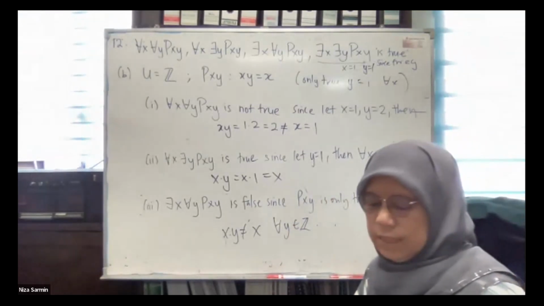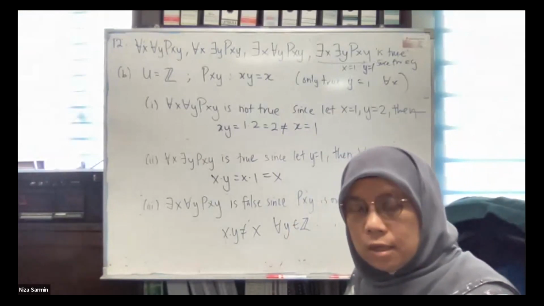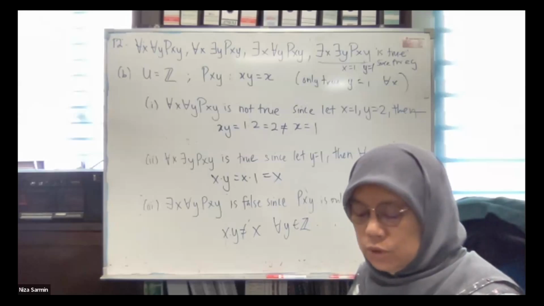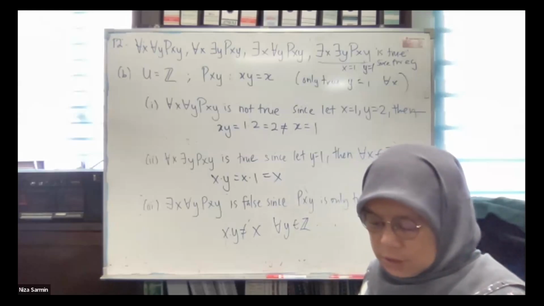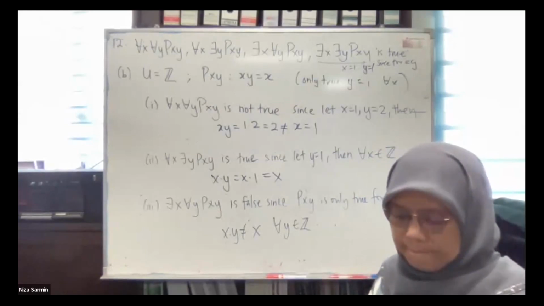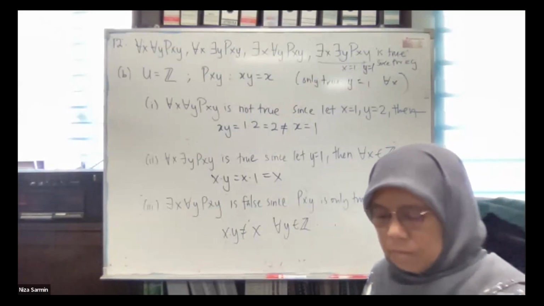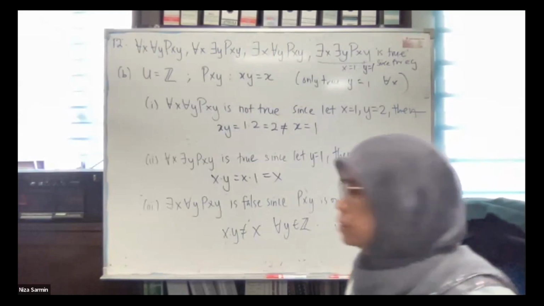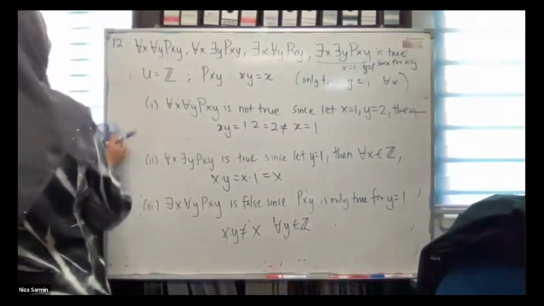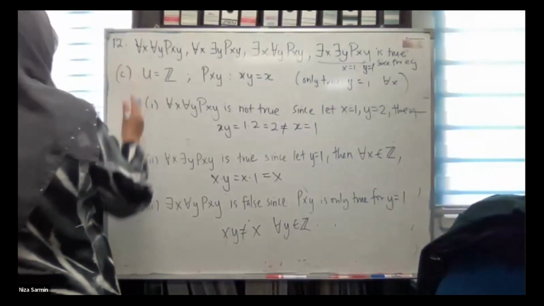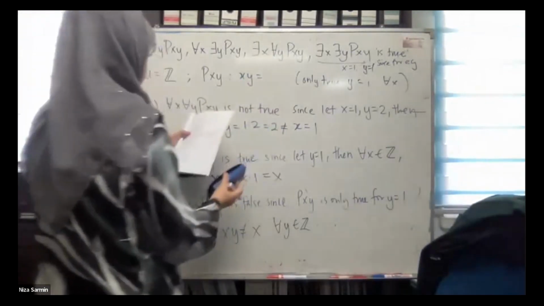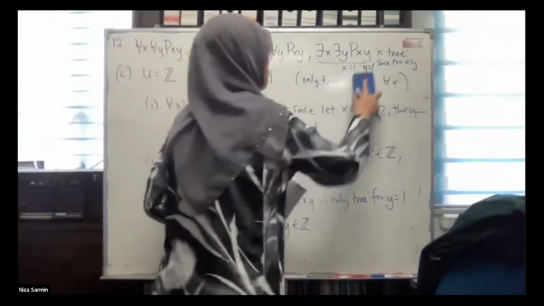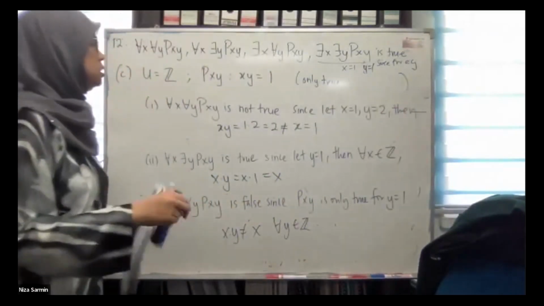Okay. Part C. C, D, and E, they are very similar, but the U is changed. Right? The U is changed. So let's look at C. Let's look at C. U is Z, there exists x y, xy is 1. Now, when is this true?